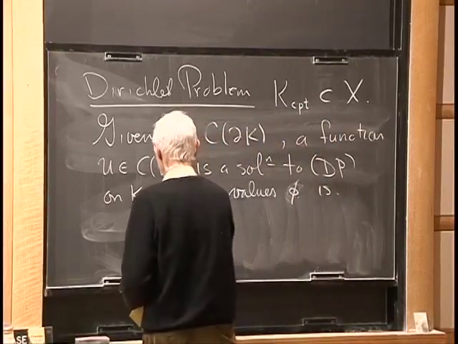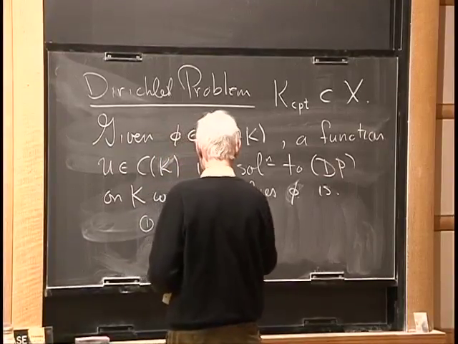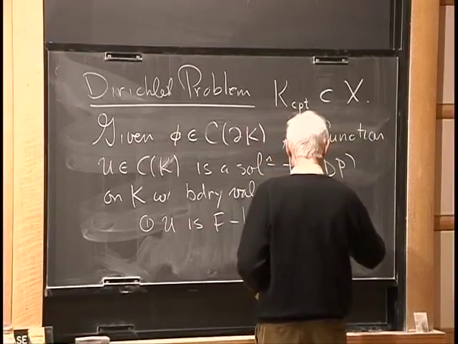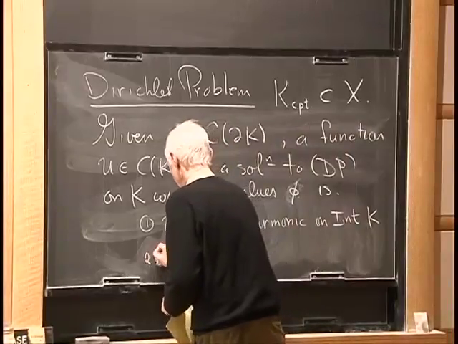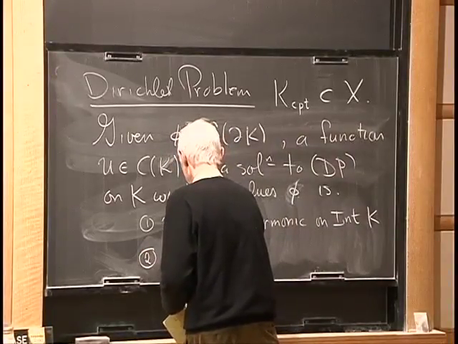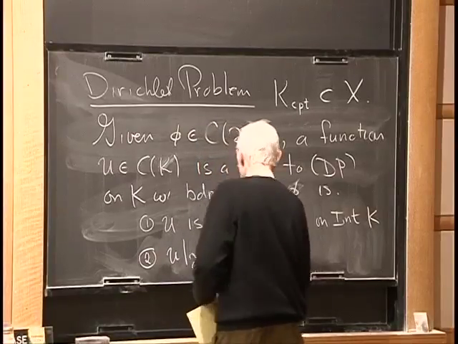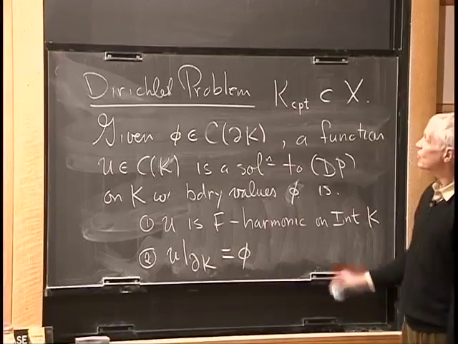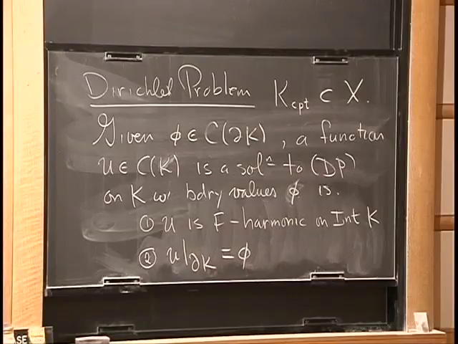for the equation F if, one, U restricted to the interior of K is F harmonic, and two, U restricted to the boundary of K is equal to phi. Okay, what you would expect. But notice that it makes perfectly good sense for any upper semi-continuous function.